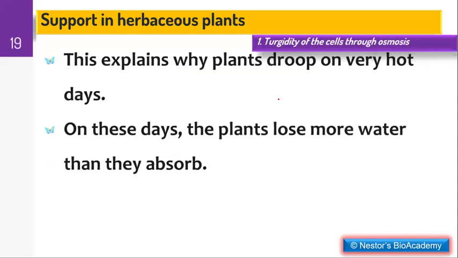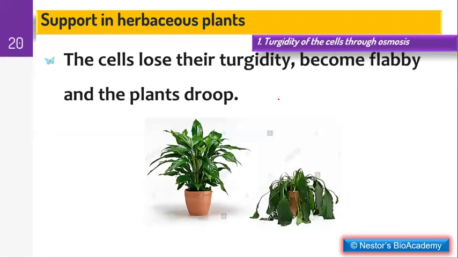And this explains why plants tend to droop on a very hot day. This is because on very hot days, due to high rate of transpiration, the plants lose more water than they absorb. So on very hot days, the cells will lose their turgidity, and then the cells become plasmolized and flabby. They become less firm. So as a result of that one, the plant droop. So when a plant is drooped, it lacks sufficient support.